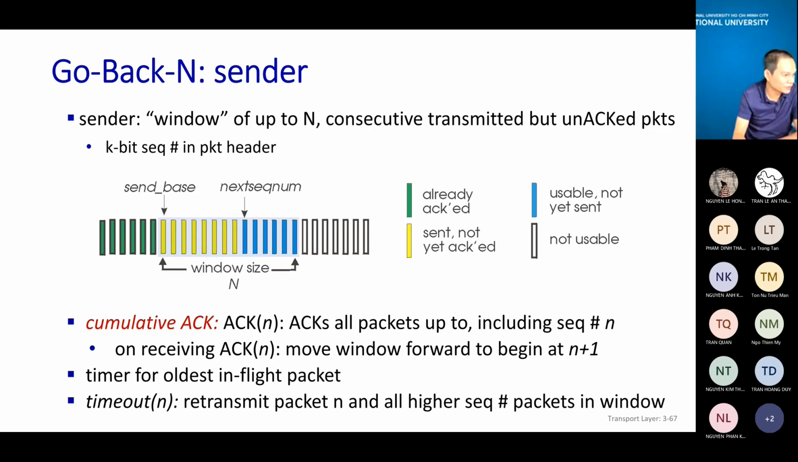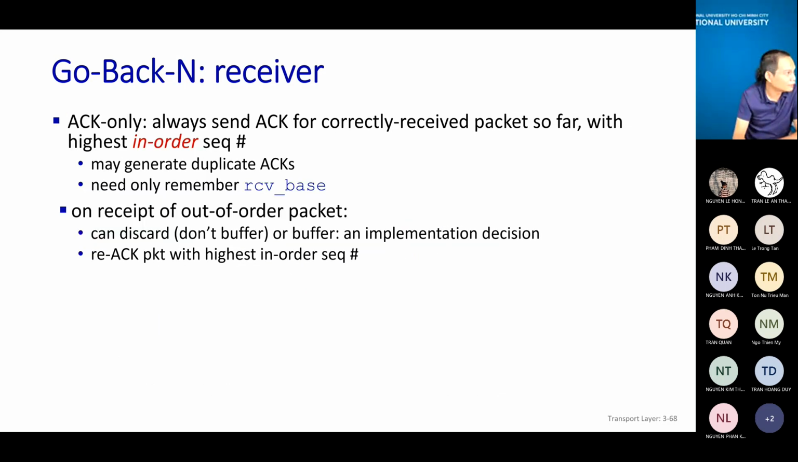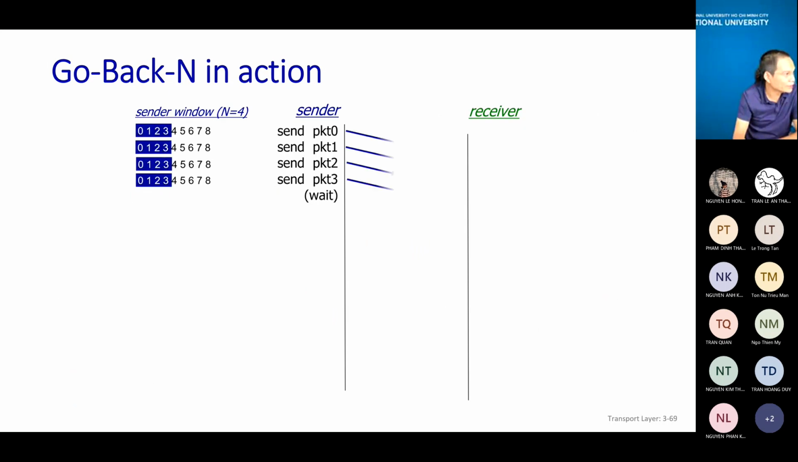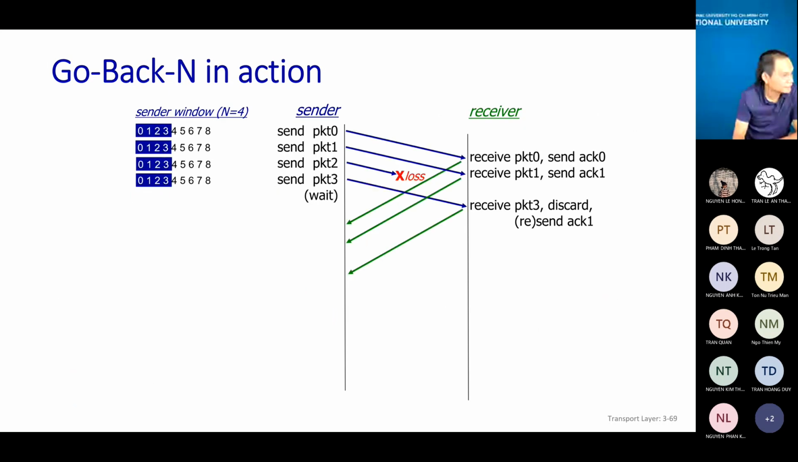Okay, let's move on. This is Go-Back-N in action. For example, I send out packets 0, 1, 2, 3. I receive them, but packet 2 is lost.